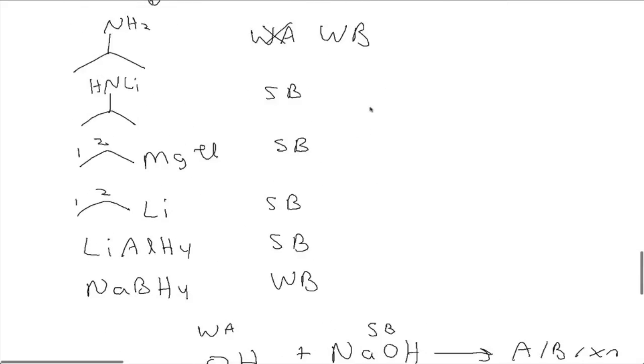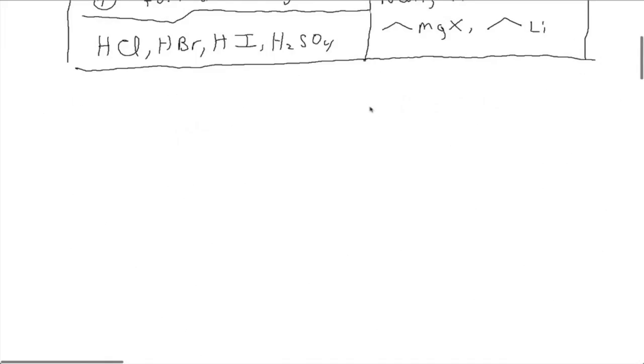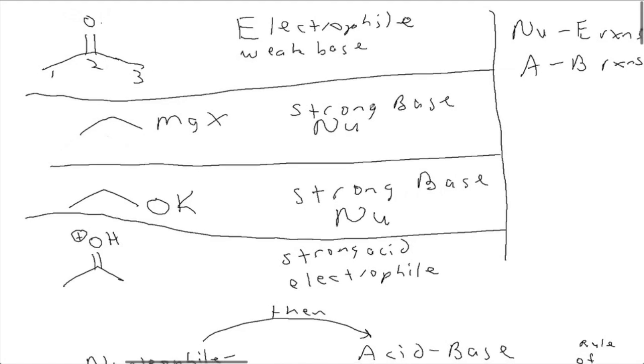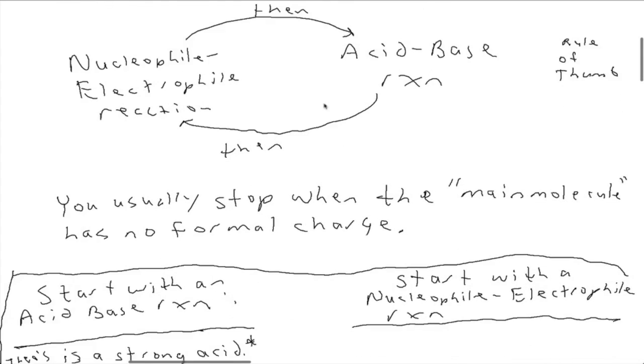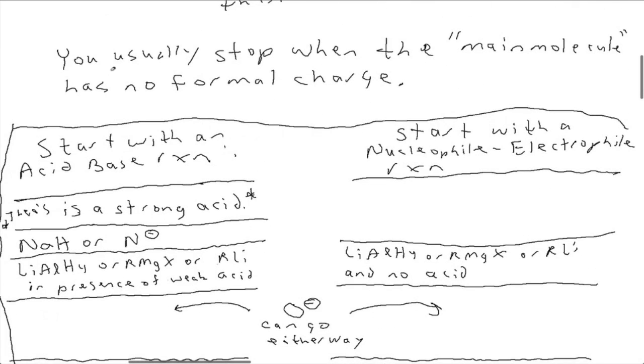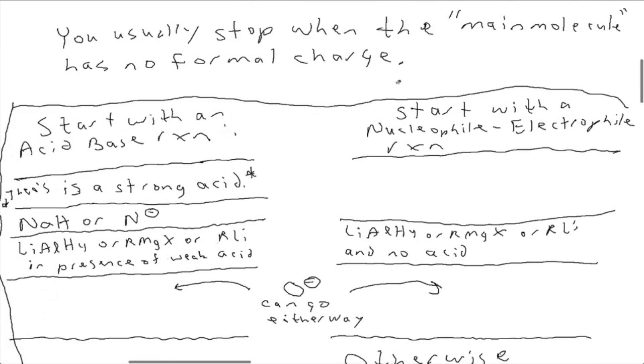What else did we talk about? We talked about this very important pattern. Very often in OChem, you do a nucleophile-electrophile reaction, then an acid-base, then a nucleophile-electrophile, then an acid-base, then a nucleophile-electrophile. There's exceptions to this, but this is a very useful pattern that we were really getting a lot of mileage out of. You usually stop when the main molecule has no formal charge. You were doing a good job of applying that rule.